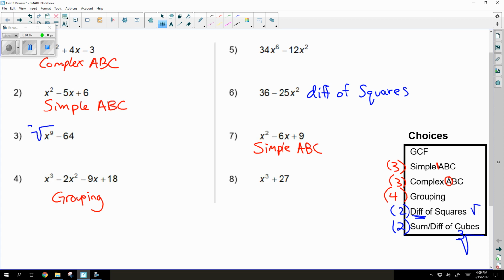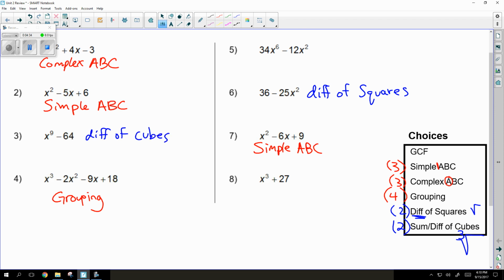If I cube root x to the 9th, that's x to the 3rd, because with exponents, all you do is divide it with the index. So 9 divided by 3 is 3. That works. Cube root of 64 is 4. So both of those actually work. So it's got 2 terms. It's got the minus in the middle, and the cube root works. So that means this one is a difference of cubes since it's a minus.